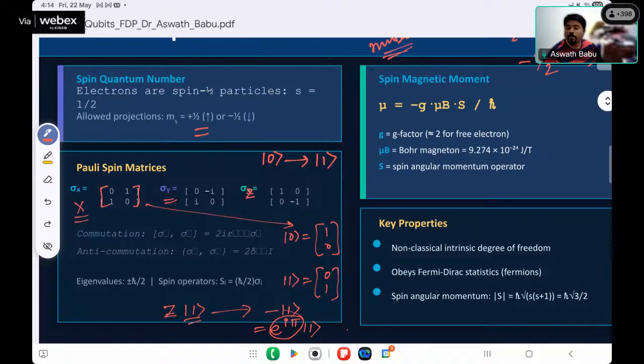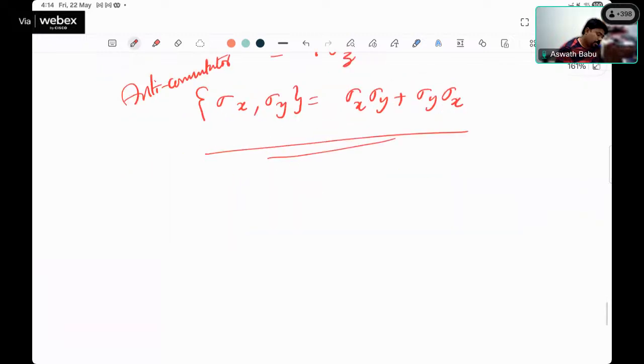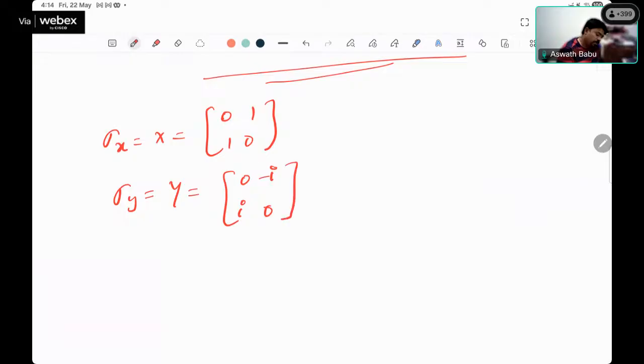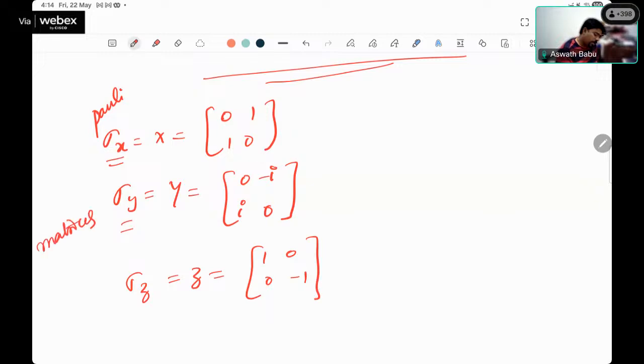Okay. Prahalad ji is asking how. Okay. How? You can just take, what is sigma x? Sigma x is the X gate. What is that? 0 1 1 0. What is sigma y? That is the Y gate. What is that? 0 -i, i 0. These are the quantum gates which are designed on Pauli matrices. This is a Pauli matrix. X, y, sigma x, sigma y, sigma z. What is that? Z gate. 1 0 0 -1. Okay. So these are Pauli matrices or Pauli gates.